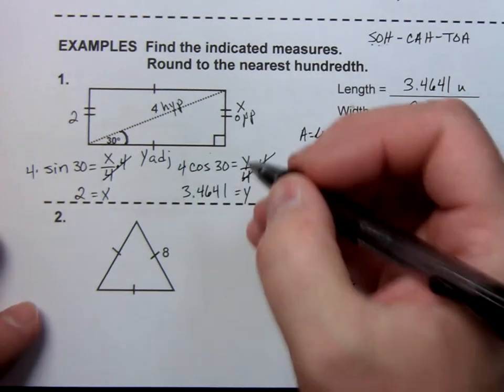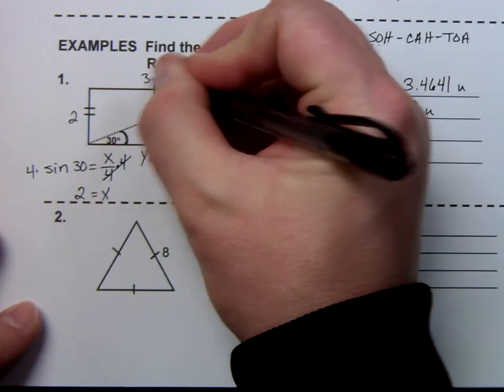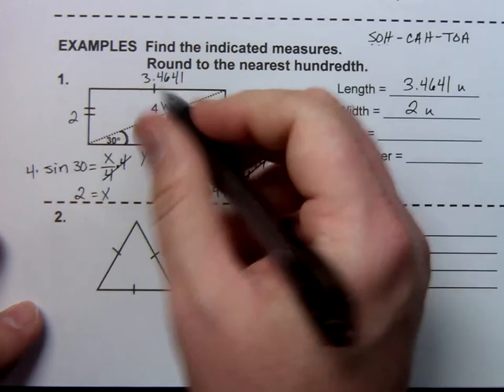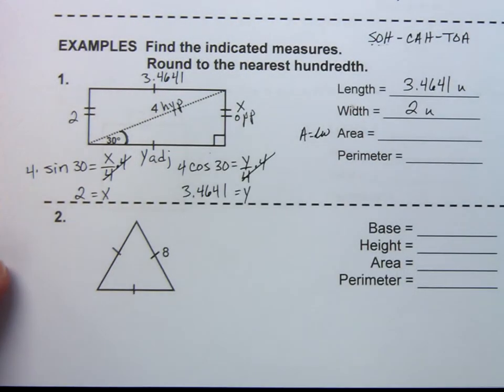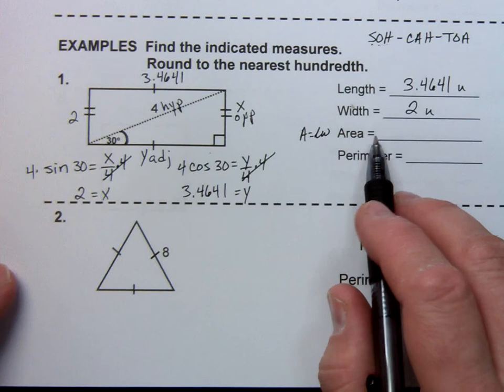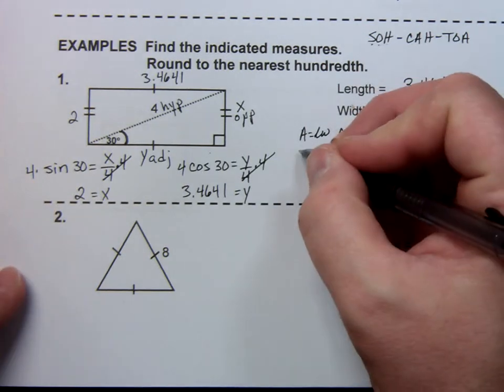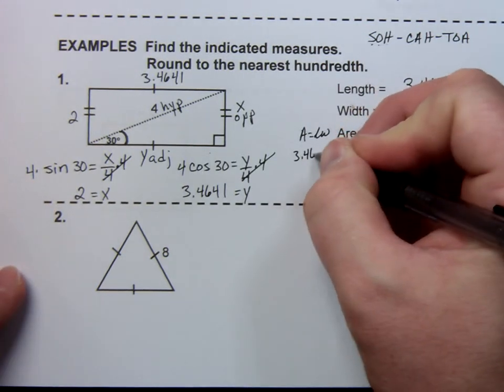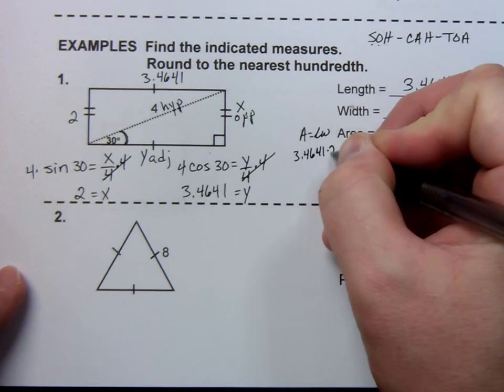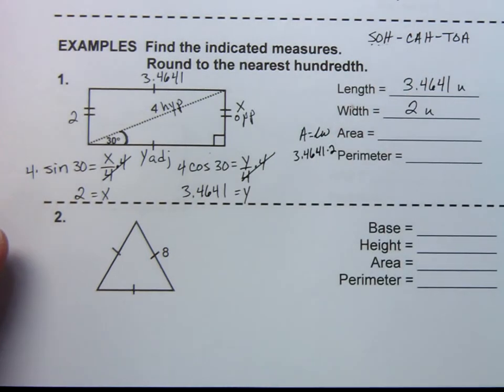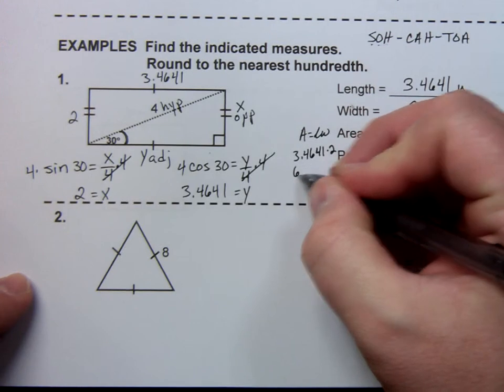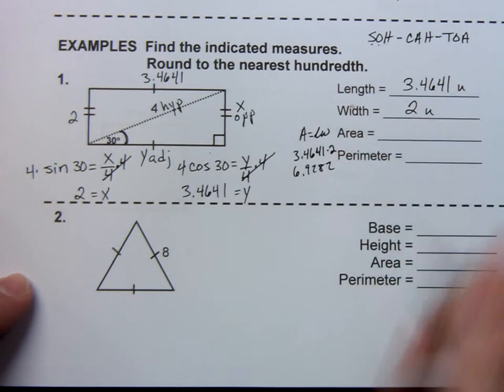So I now have the length and the width. I have everything I need to do area now. Remember, area is just length times width. So I'm just multiplying that length times width. And when I multiply those, I get something like this.